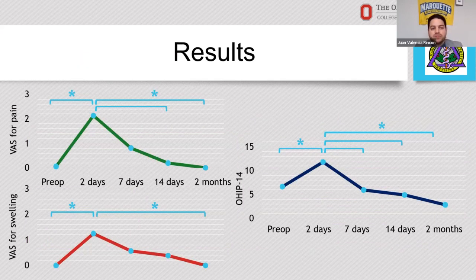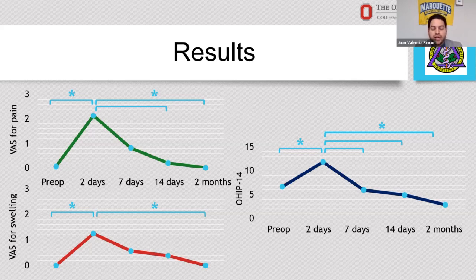What we found in terms of the visual analog scale for pain is that from pre-op to 2 days, there was a statistically significant increase, and then it decreased from 2 days to 7 days, 14 days, and 2 months. And we could see that from 2 days to 2 months, this decrease was also statistically significant.